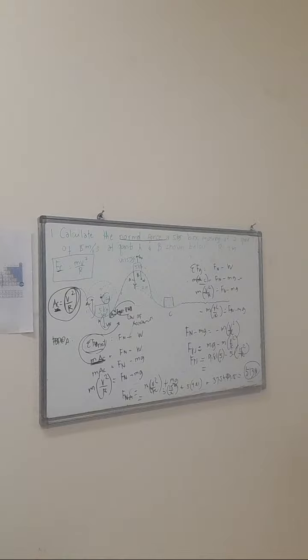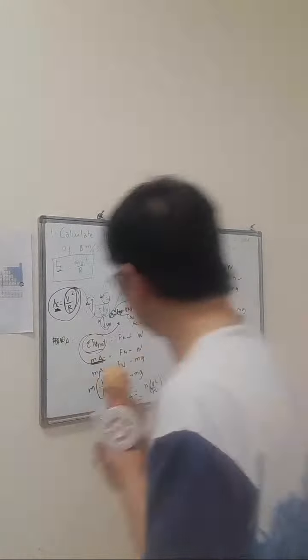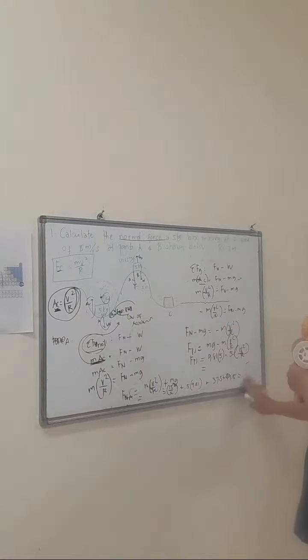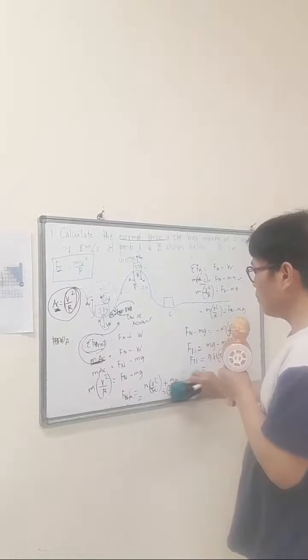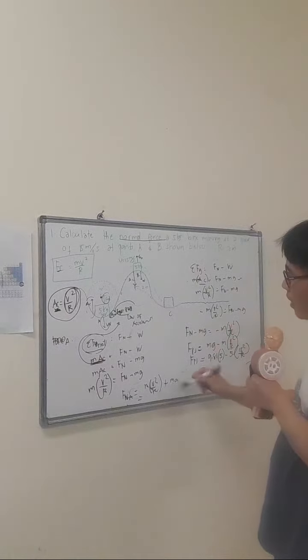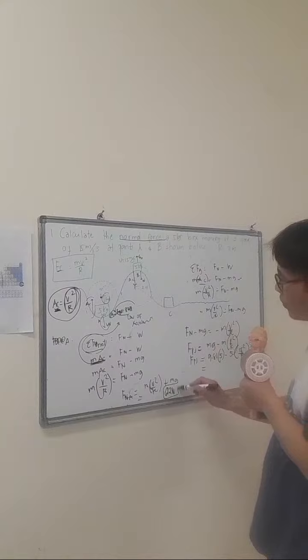5 times 9.81 is equal to 49.05. 15 raised to the power 2 divided by 2 times 5, plus 49.05, and this is 612. So 612 is your first normal force. But then we can solve it on your own also, to see if we have the same answer.